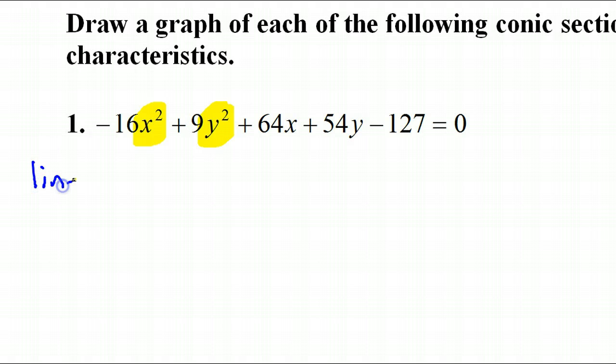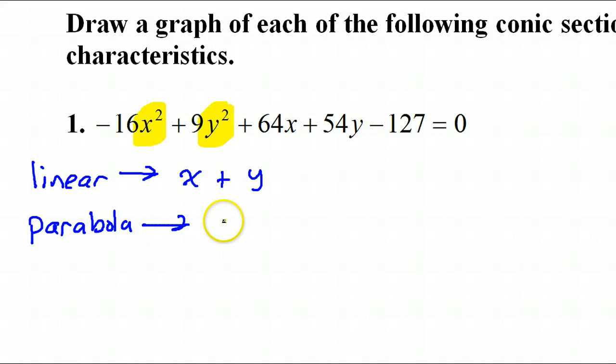Maybe I'll just make a list. Alright, let me start with linear. It'll be linear if it's just nothing squared. If I just have x and y, nothing squared, that's linear. Let's see, it will be a parabola if only one of these things is squared. Like if it's x squared and then y, or if it's x and then y squared. If only one of them is squared, it's a parabola.